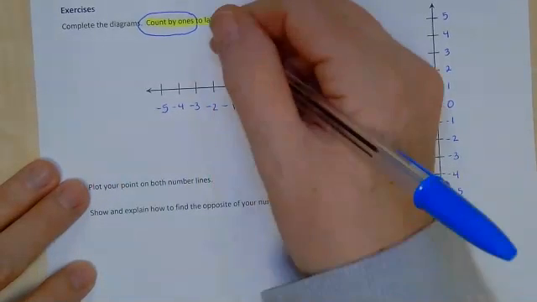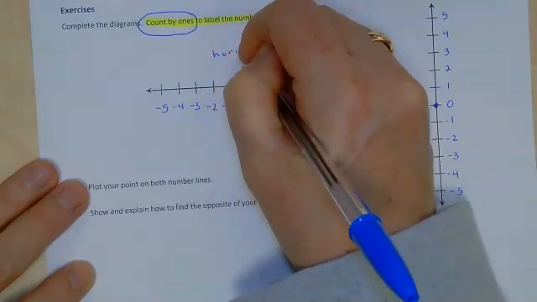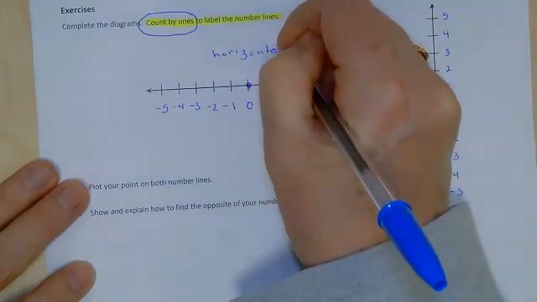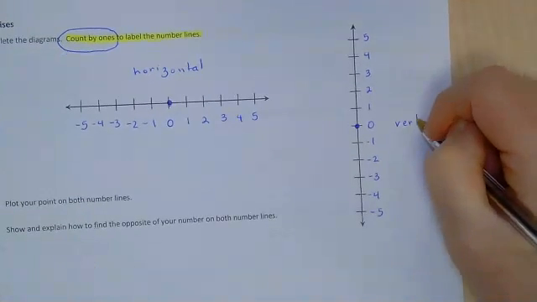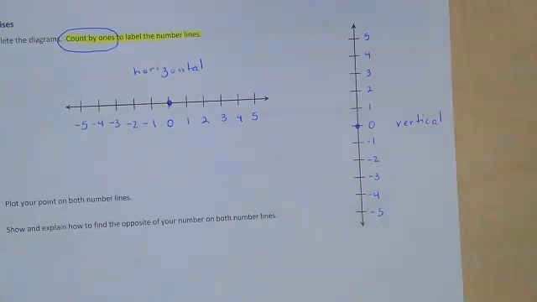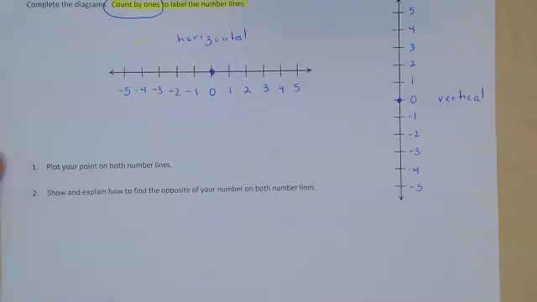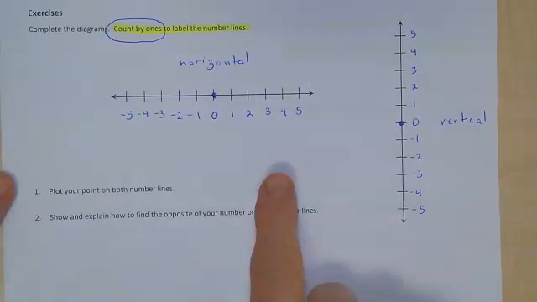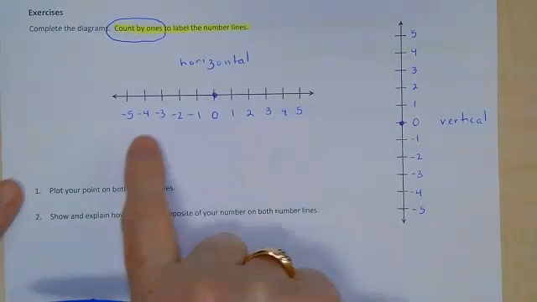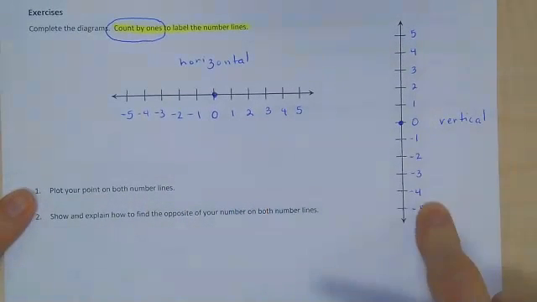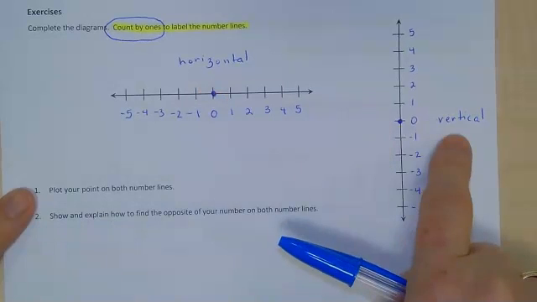This right here is horizontal. And this one, where it goes up and down, vertical. Okay? So that's the basic stuff you should be able to tell. Figure out where to put 0, how to label them, which one's horizontal, which one's vertical.